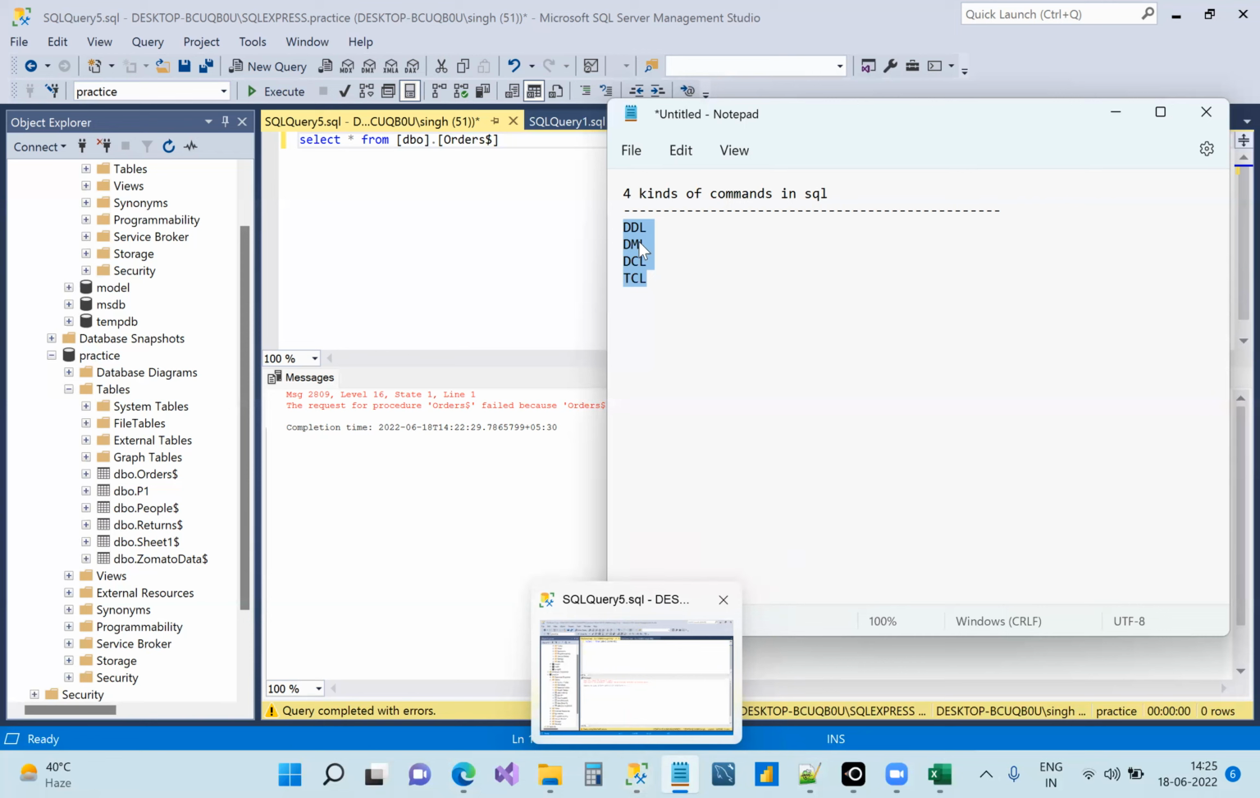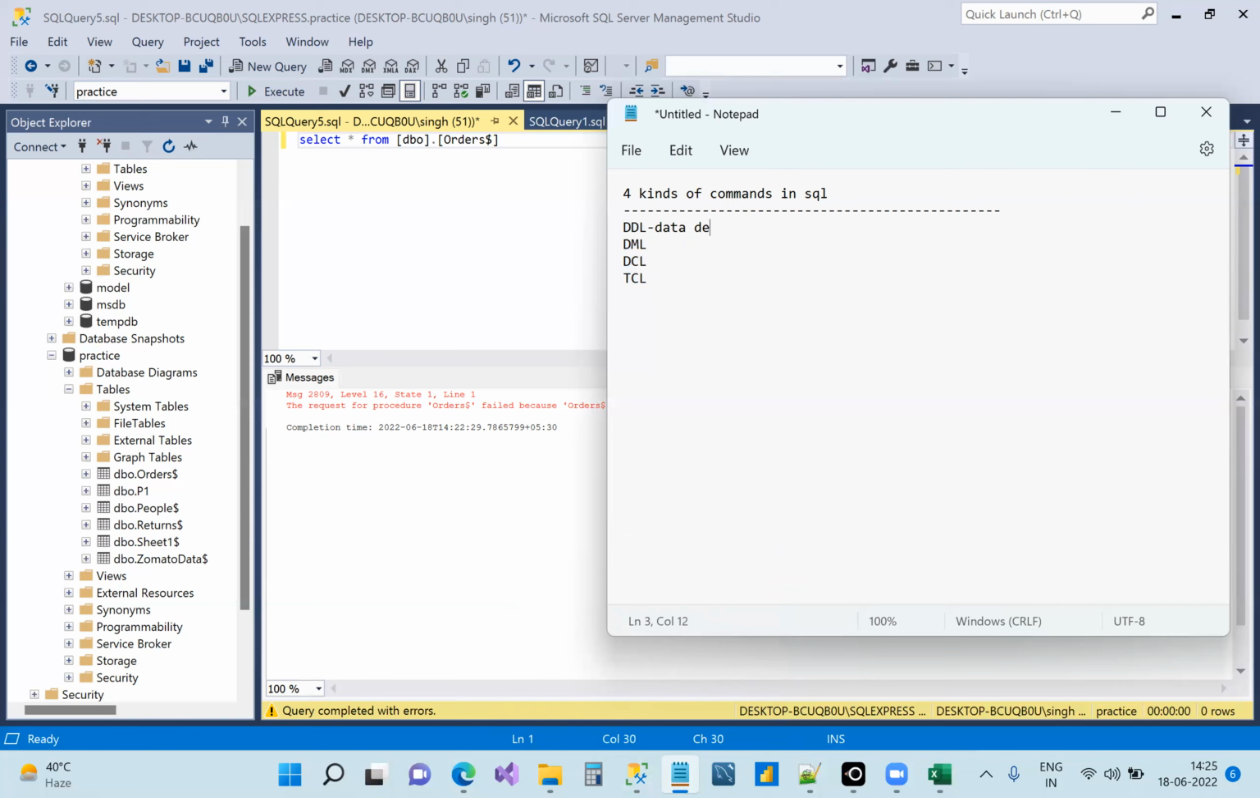Got it? So what is this DDL? Let's understand this. It's called data definition language. I'm just giving you the full form of each. Next is called data... Anyone has any idea? Manipulation. Data manipulation.